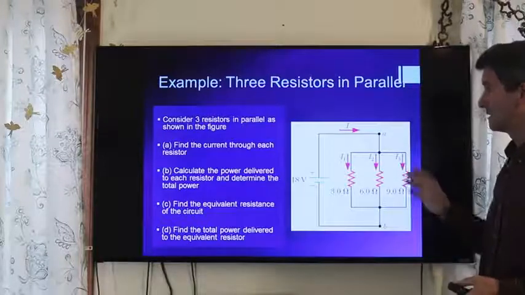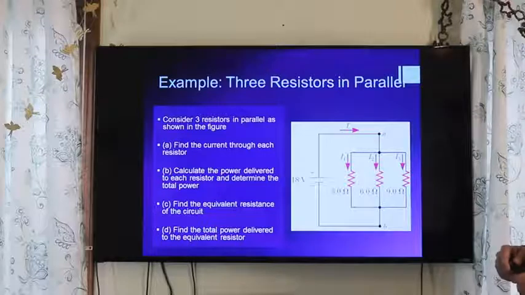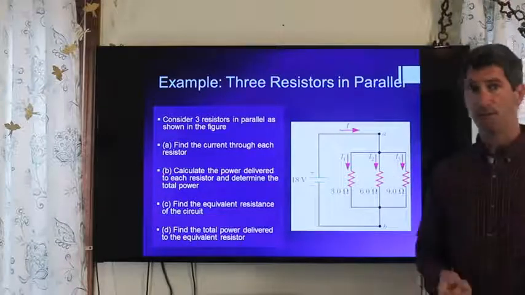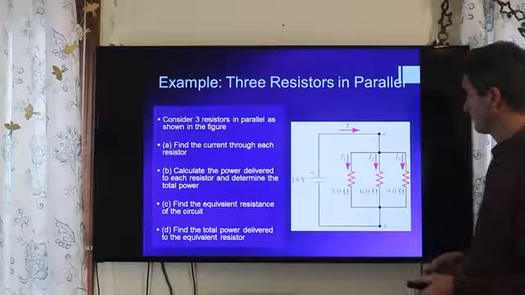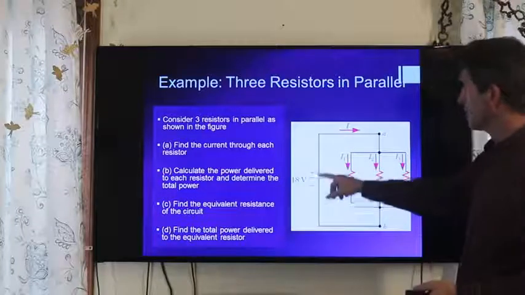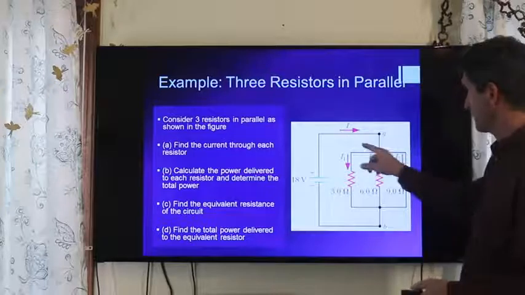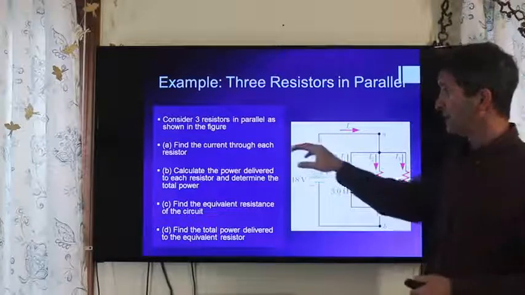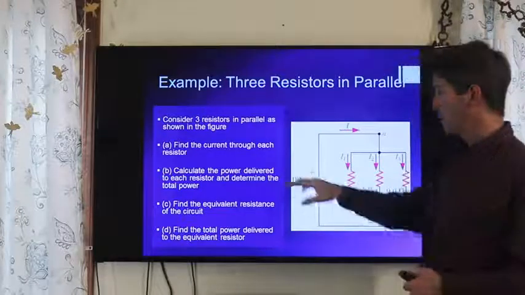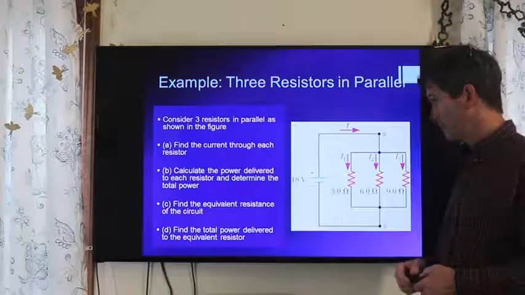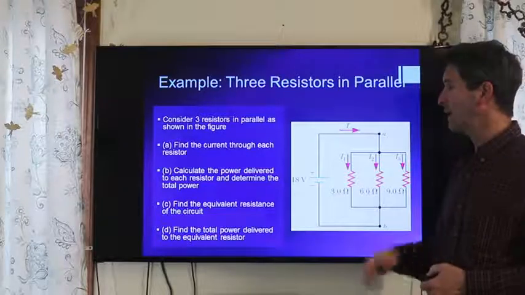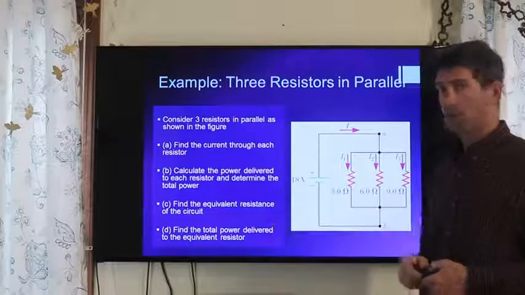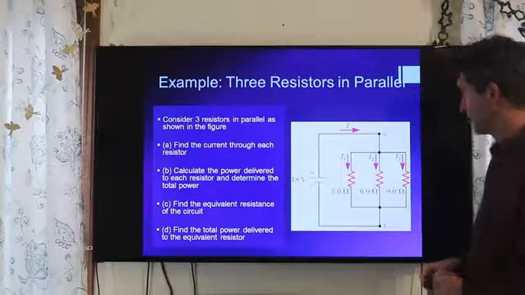Let's consider three resistors in parallel. If this is 18 volts, they're all in parallel, so everybody's getting 18 volts. The current that comes from the battery will branch off to become I1, I2, and I3. We're going to calculate the current through each resistor, and the power delivered to each resistor, and to determine the total power, we'll find the equivalent resistance and the total power based on the equivalent resistance.